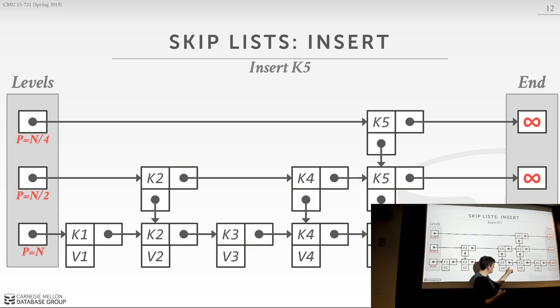Because what will happen is if anybody's scanning along the bottom here, they're guaranteed to see us. We don't want the case where someone would come along and see K5 and have us not actually be in the full thing. Again, we'll see how to do this in a second.